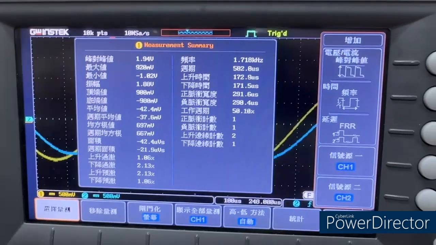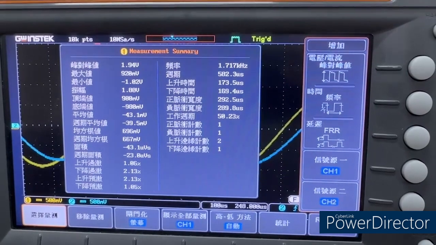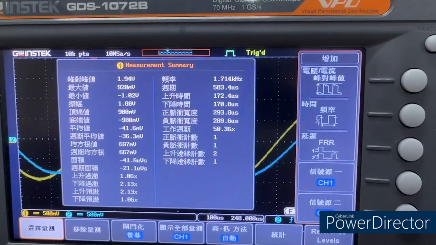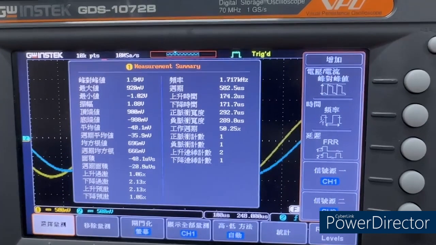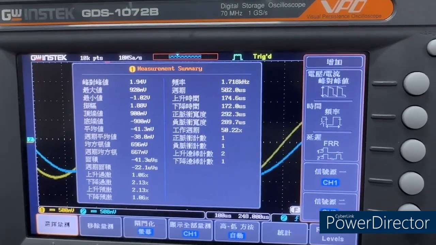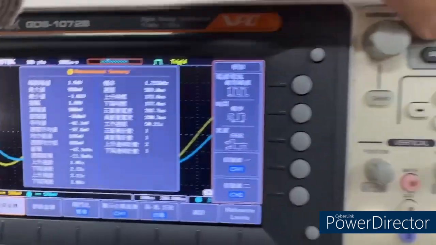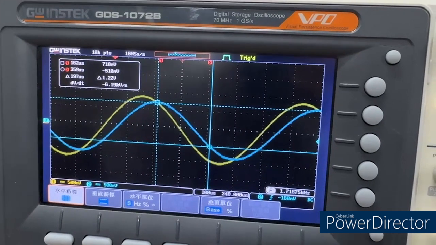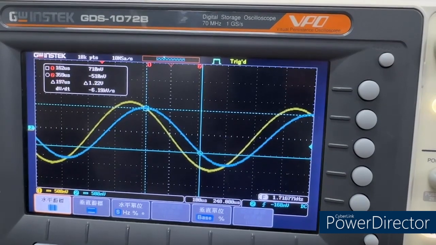And we can see that the peak-to-peak voltage of channel 1 of the input signal is 1.94 volts. And the capacitance at time constant can be calculated as 1.22. So we can use the cursor of channel 2, and as you can see here, the time constant is 197 microseconds.